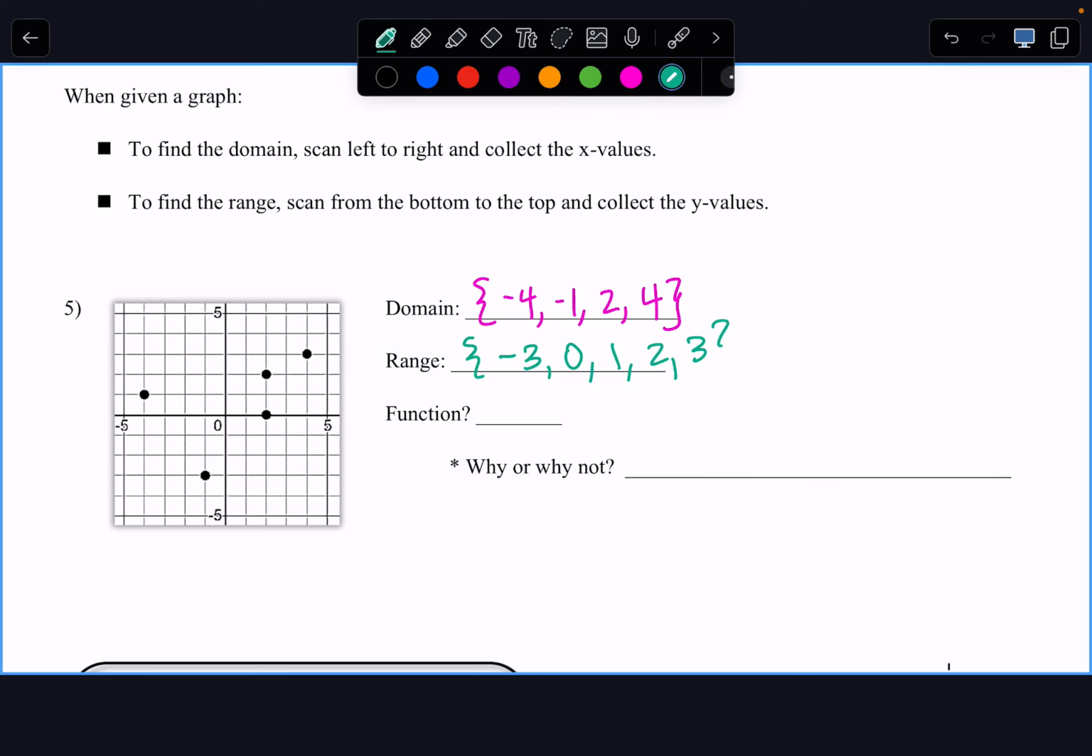Okay, function? No. What is our reason? Coordinate two. Two has two outputs. Okay, so anytime there's a graph, I am totally okay with you referencing the vertical line test. It does not pass the vertical line test. At x equals 2, we have two outputs, so it doesn't pass the vertical line test. Okay?